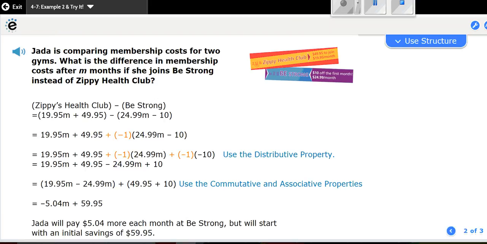All right, so here we have two expressions, right? So we have $19.95 per month plus the $4.95 starting fee, compared to Be Strong, which is $24.99 per month minus the $10 fee, right? So we see the two quantities there as shown. But really what we need to identify here is this minus sign right here.